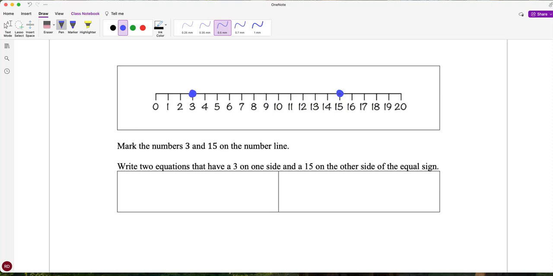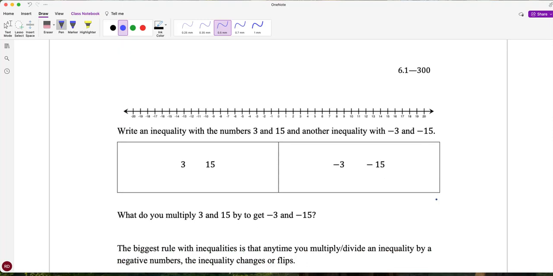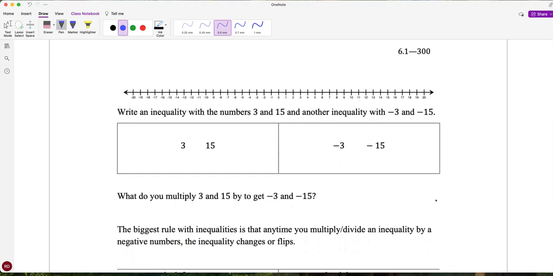Write two equations that have a 3 on one side and a 15 on the other, okay? You could say 3x equals 15. That's an equation, okay? It has a 3 on one side and it has a 15 on the other. You could say 3x minus 1 equals 15 plus 2x. That's another equation that has a 3 on one side and a 15 on the other side of the equal sign.